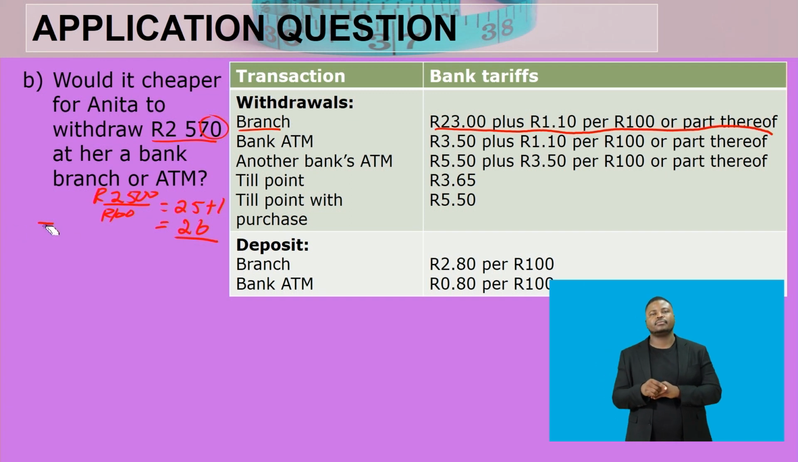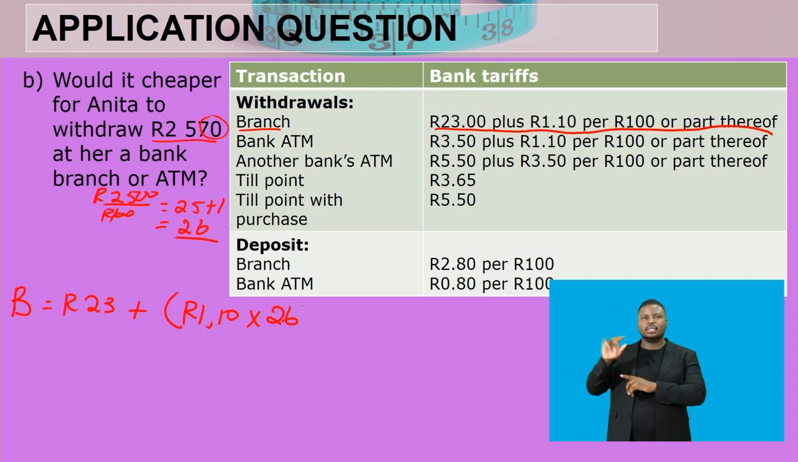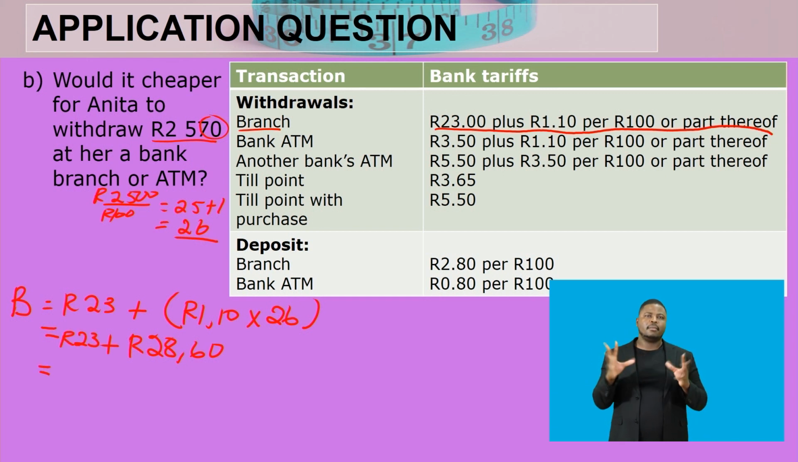Then for the branch, we'll say 23 rand plus 1 rand 10 cent multiplied by 26, which is the number of 100 rands. What is 1 rand 10 cent multiplied by 26? We get 28 rand 60 cents. Plus 23 rand, what do you get? 51 rand 60 cents. This is for the branch only.